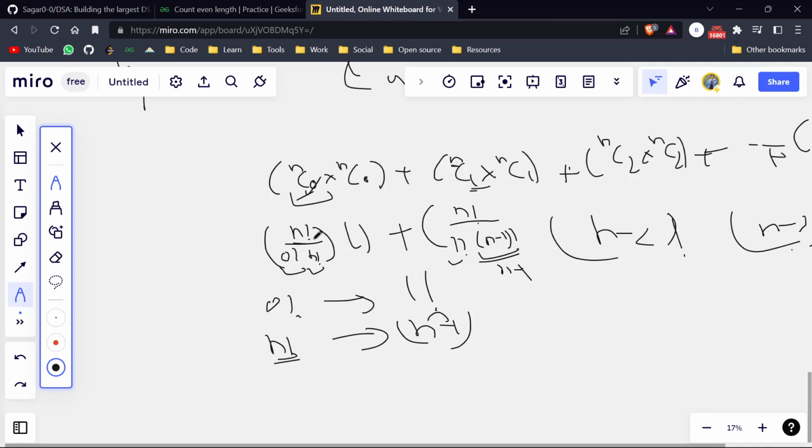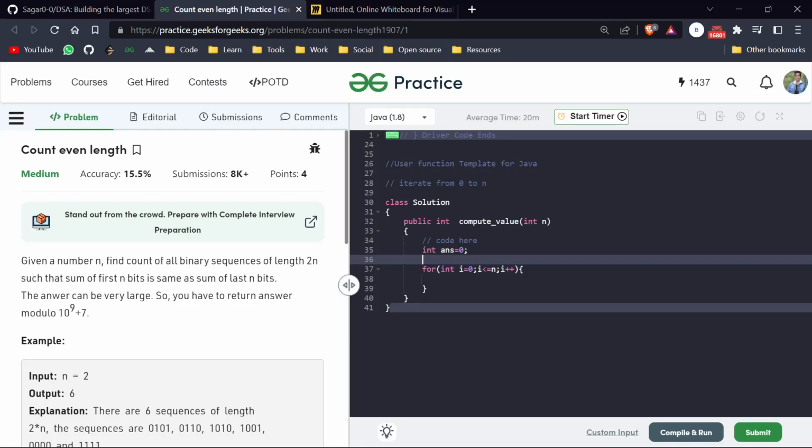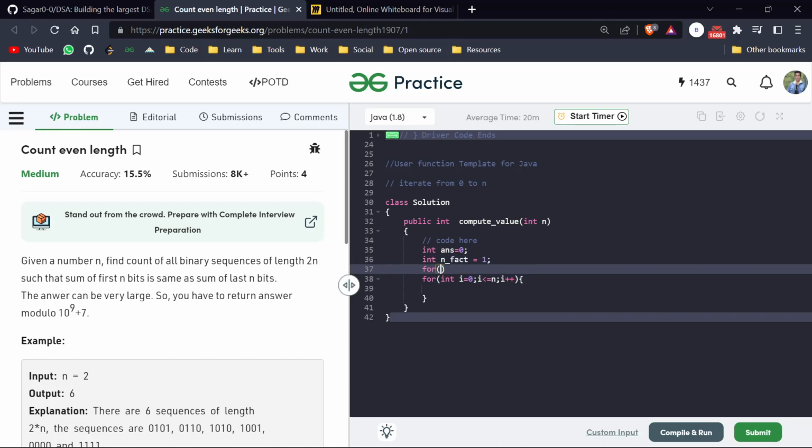So we will just get this n factorial and we will just iterate it one time. So it will be time complexity O of n. We will store n factorial, and that will be initially 1, and we will just iterate from 1 to n to find this n factorial.